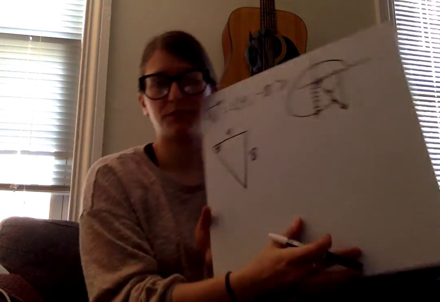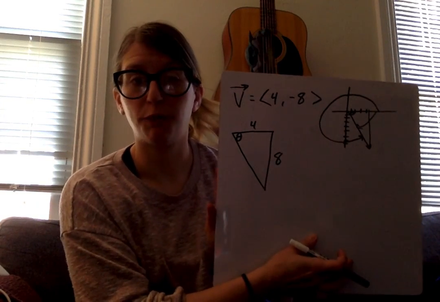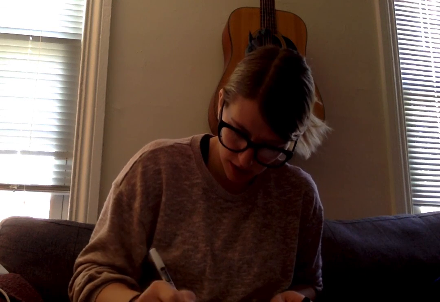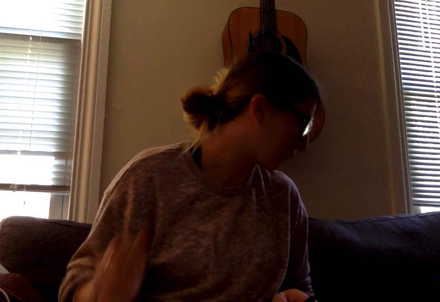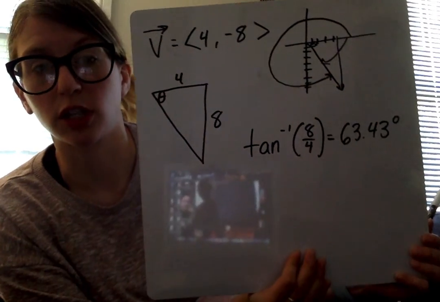I'm not erasing that. I'm just going to continue. All right, so 8 is opposite, 4 is adjacent. So I'm going to do inverse tangent of 8 over 4. And I'm going to get for theta, not for my direction, 63.43. This is theta. This is not my direction.